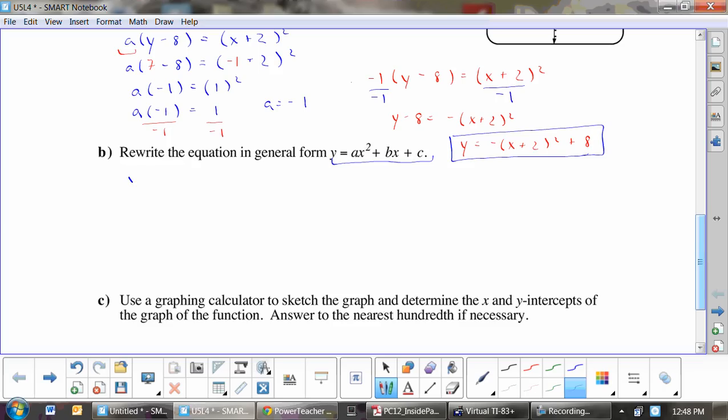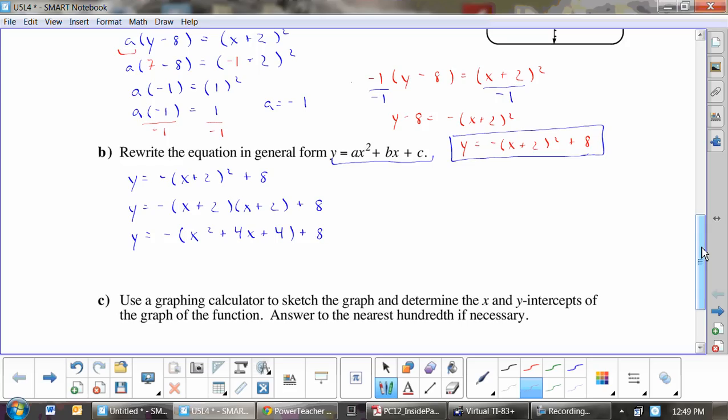And so to do that, we'll start with y is equal to negative x plus 2 squared plus 8. And then all we do is we FOIL it out, and then we simplify it. So I'll start with the FOILing. x plus 2 squared is x plus 2 multiplied by x plus 2. And then we FOIL, so we get x squared plus 4x plus 4.